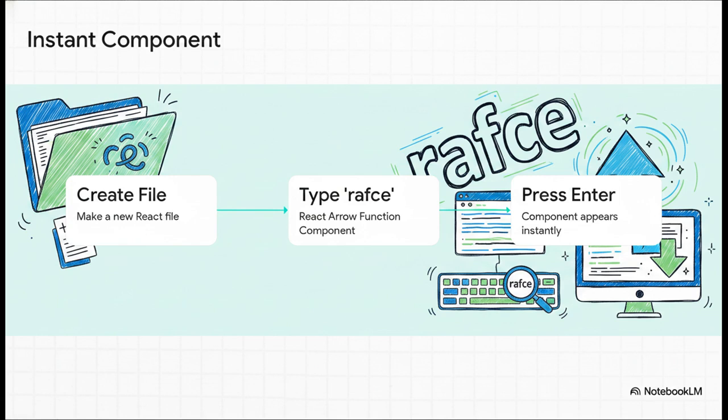Well, once you install this, the magic happens in 3 incredibly simple beats. Step 1, create your new file. Step 2, just type 5 letters, RAFCE. That stands for React Arrow Function Component with Export. And step 3, just press Enter. Bam! That is it. In less than 3 seconds, a fully structured, ready-to-use component magically appears on your screen.